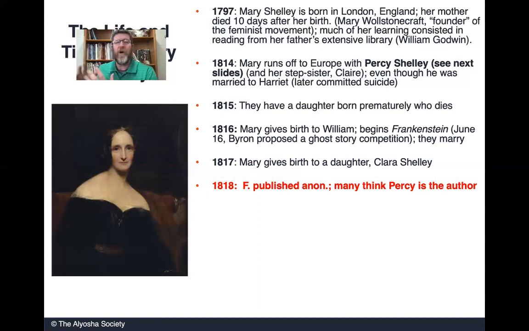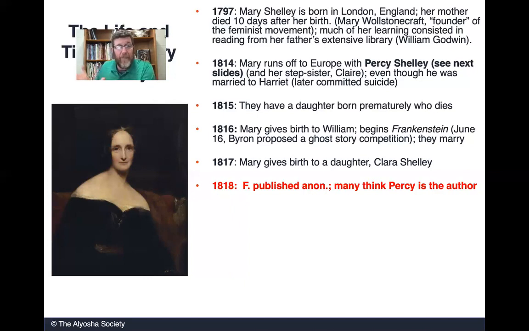Look, not only were women not expected to write anything in the early 19th century, in fact, many women writers at this time period used a name that sounded more like a male, because that wasn't proper for a woman to do. She's supposed to stay home and do domestic duties. So she published it anonymously. She couldn't put her name on it. And as a result, a lot of folks thought that Percy Shelley was the author.